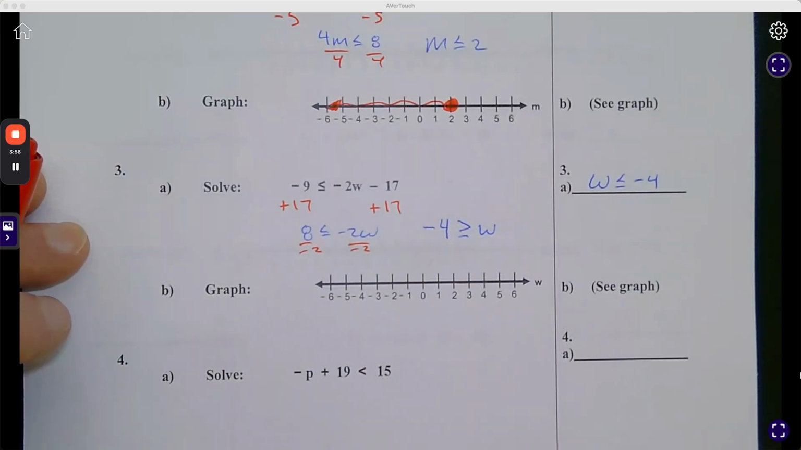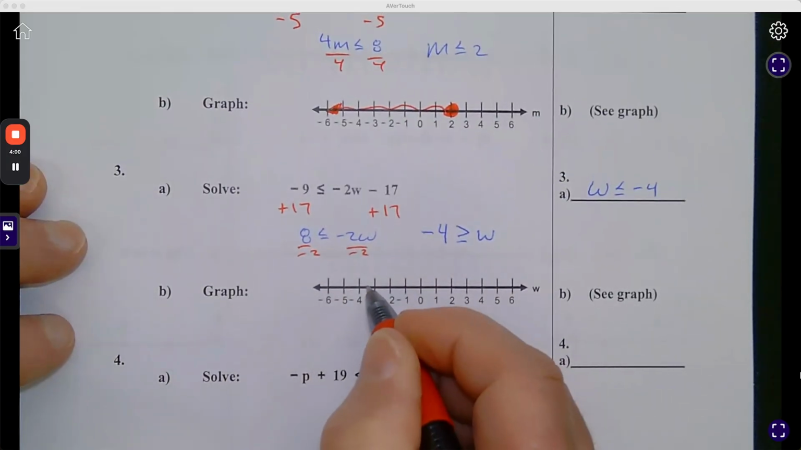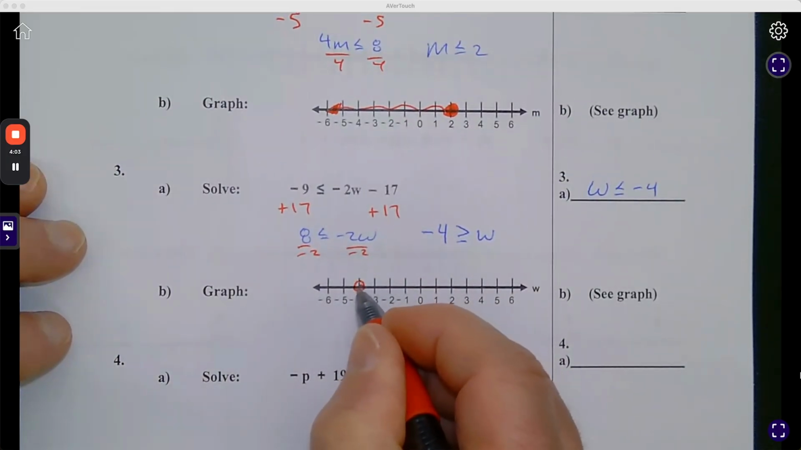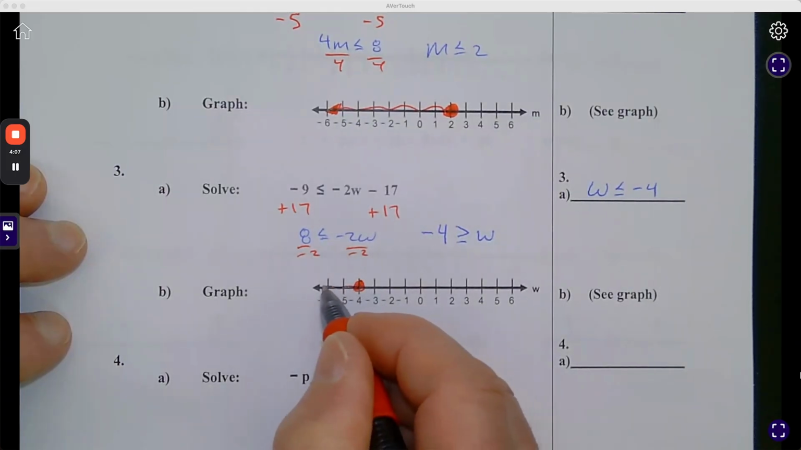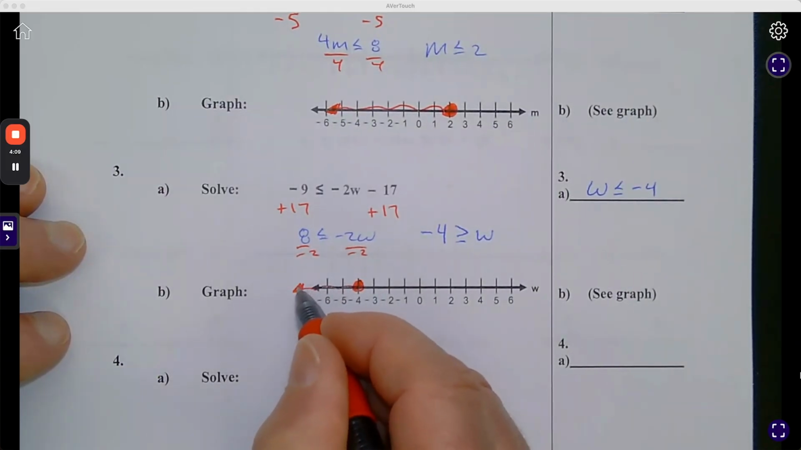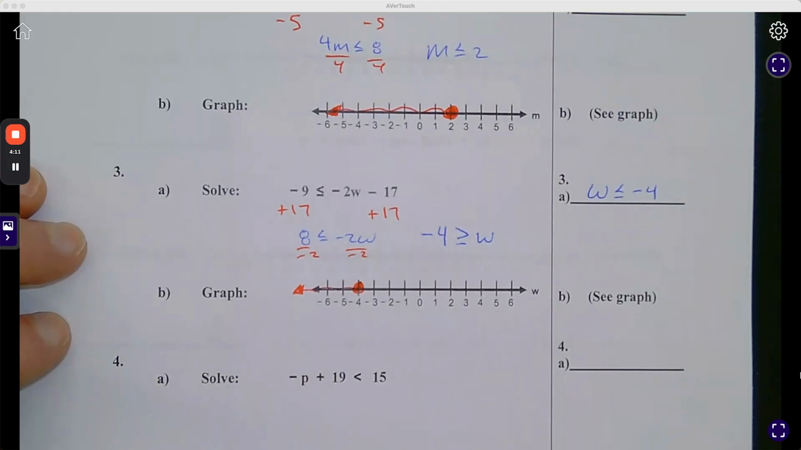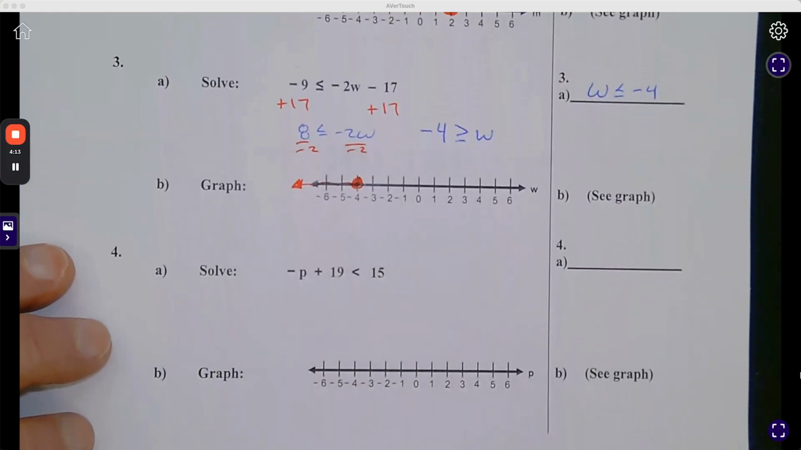Okay, my endpoint is negative 4. Notice there's an equal to. That means we can equal negative 4, so it's closed. W is any number less than negative 4, so that's all of those. Done. All right, let's do this one now.